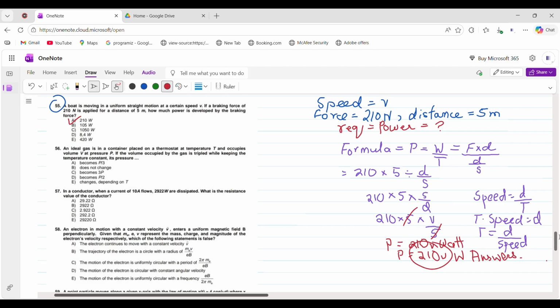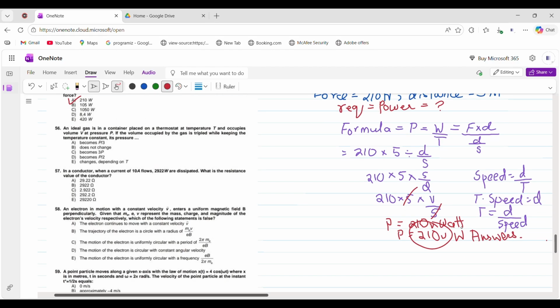Now let's read the 56th question and try to solve it. The 56th question asks us about an ideal gas in a container placed on a thermostat at temperature T, and it occupies volume V at a pressure P. Basically now they have mentioned an ideal gas. So if they have mentioned an ideal gas, you must be familiar with the ideal gas laws. You have Boyle's law, Charles' law, Avogadro's law, and you have the ideal gas equation as well. So you must be familiar with these terms when you read the term ideal gas.